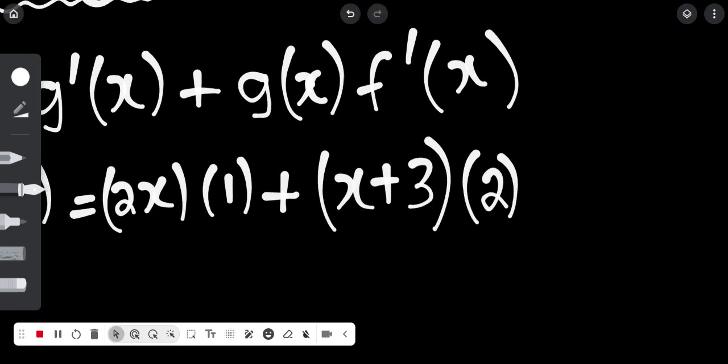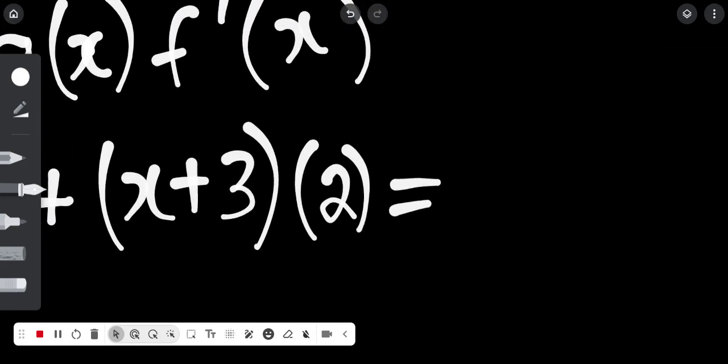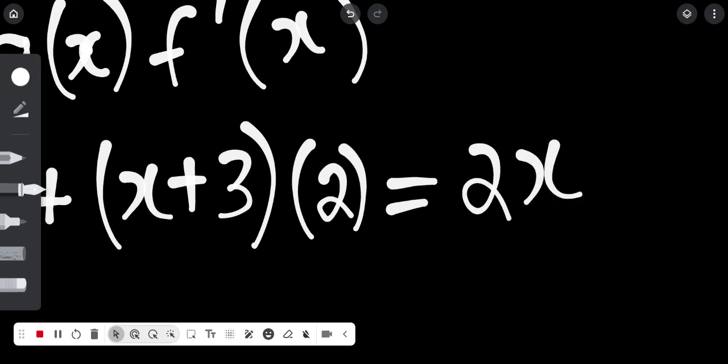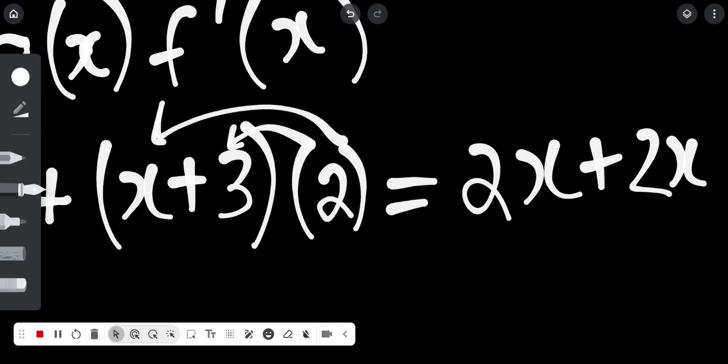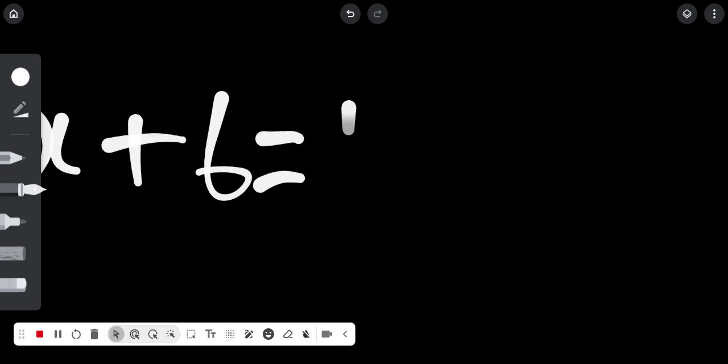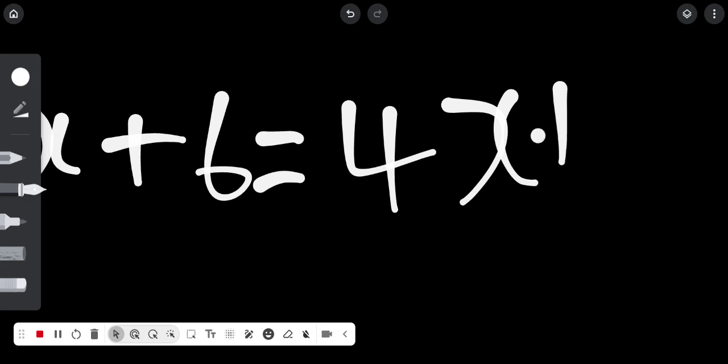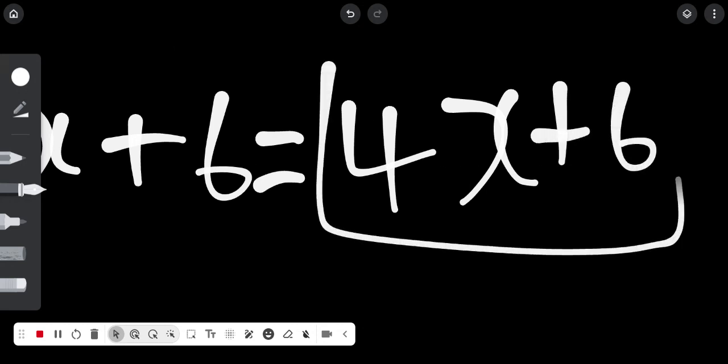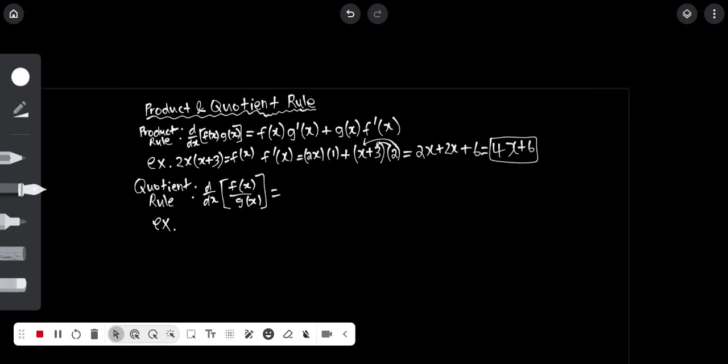Then we can continue to solve. So 2x times 1 is just 2x, plus 2x, because you distribute this to here, and then this to here would be plus 6. It should be equal to 4x plus 6. So this would be the derivative of that function.